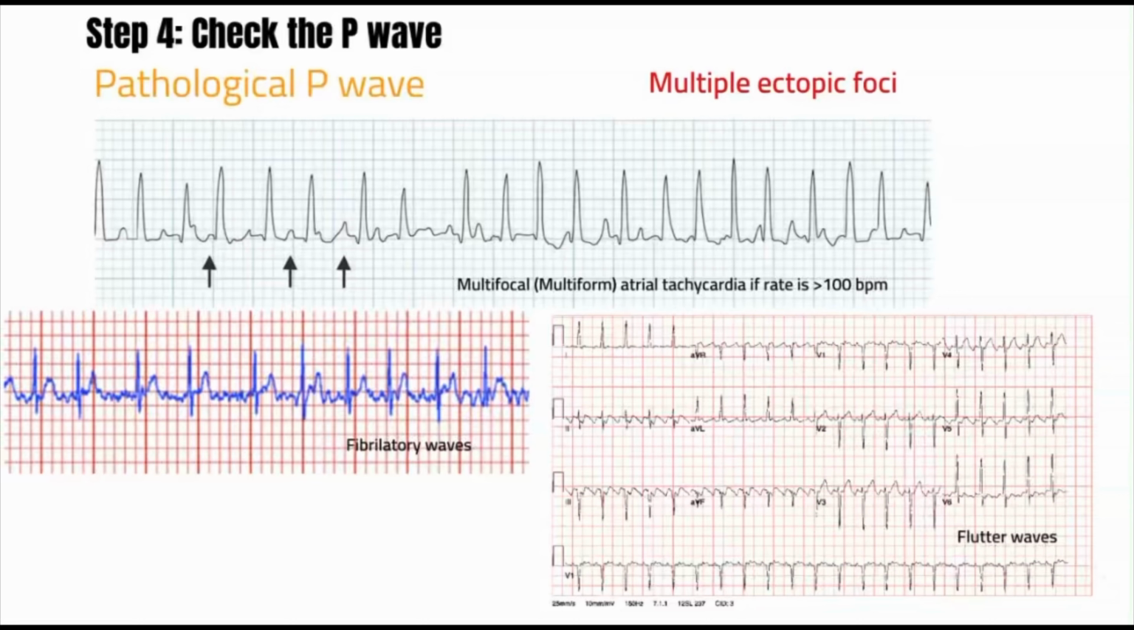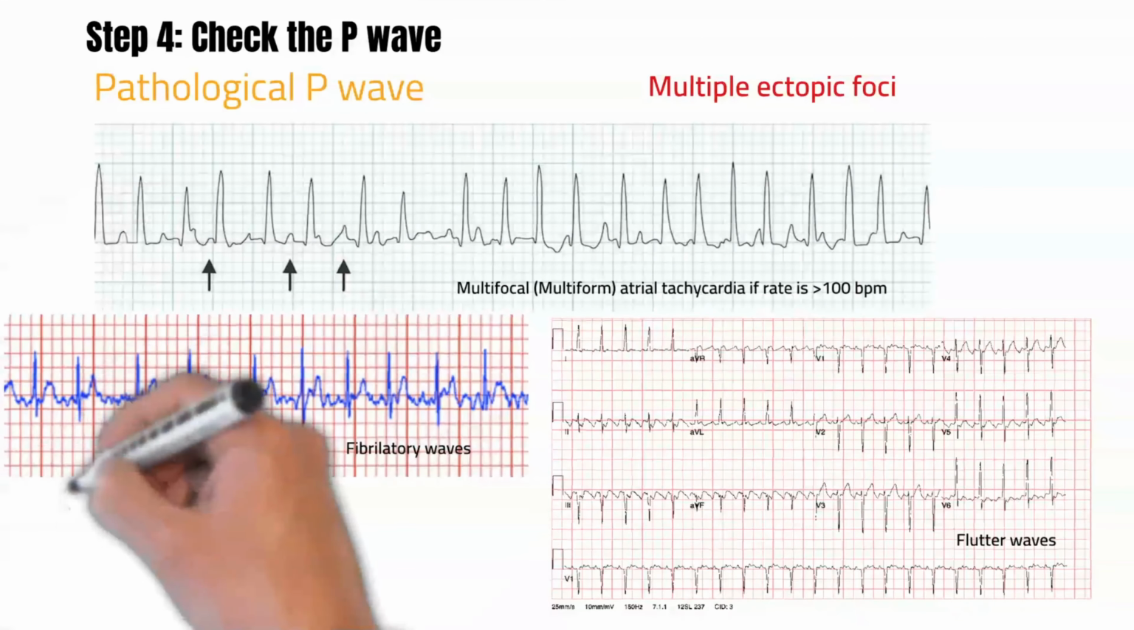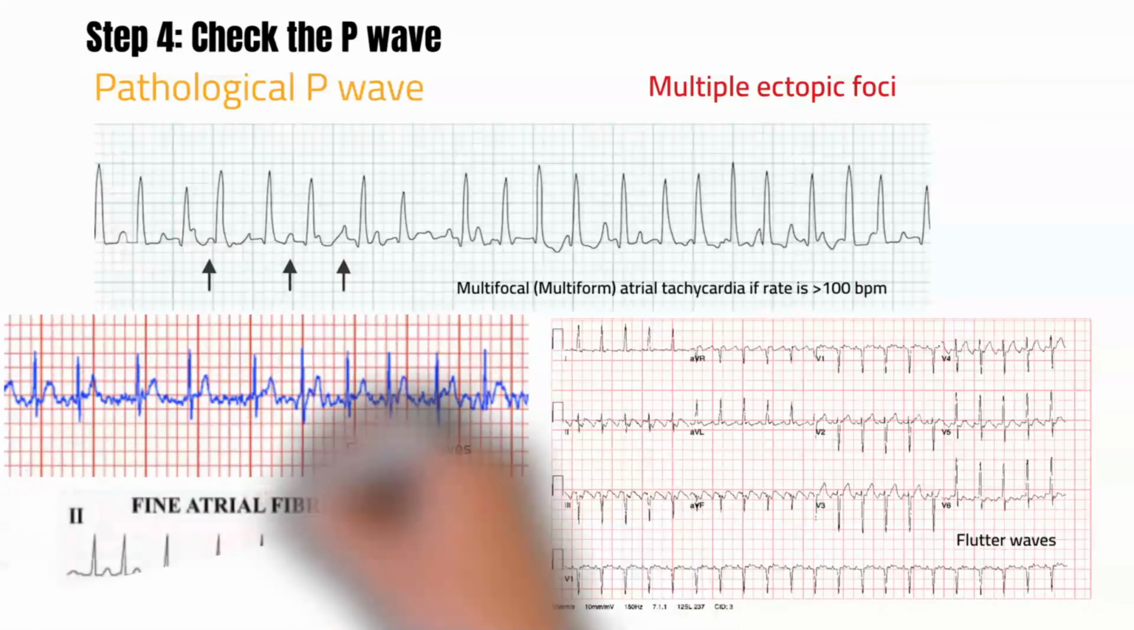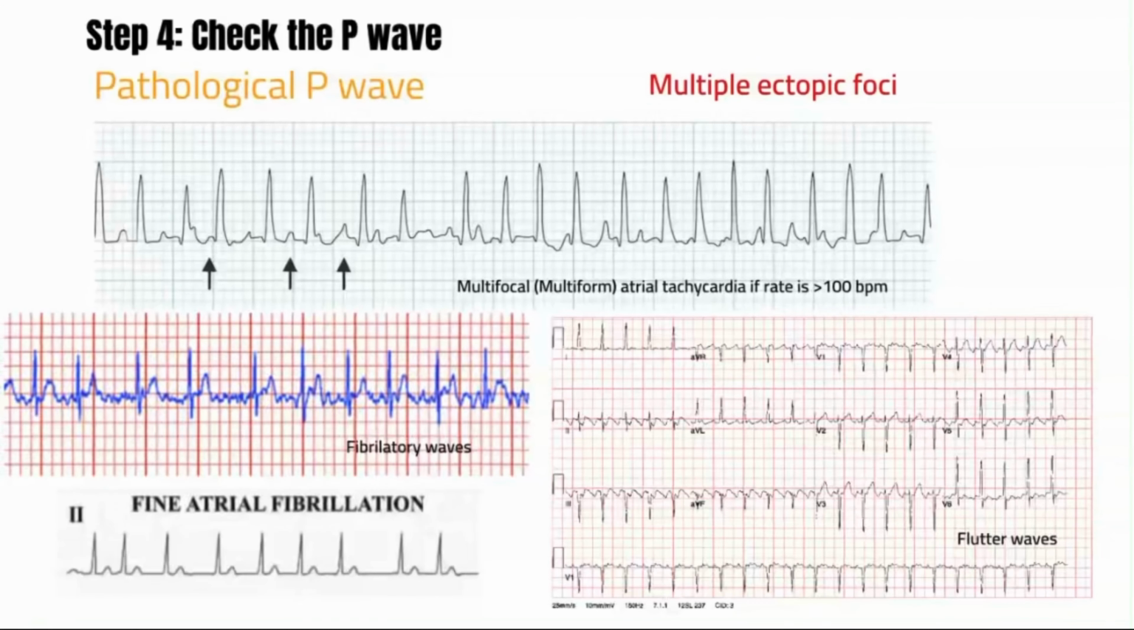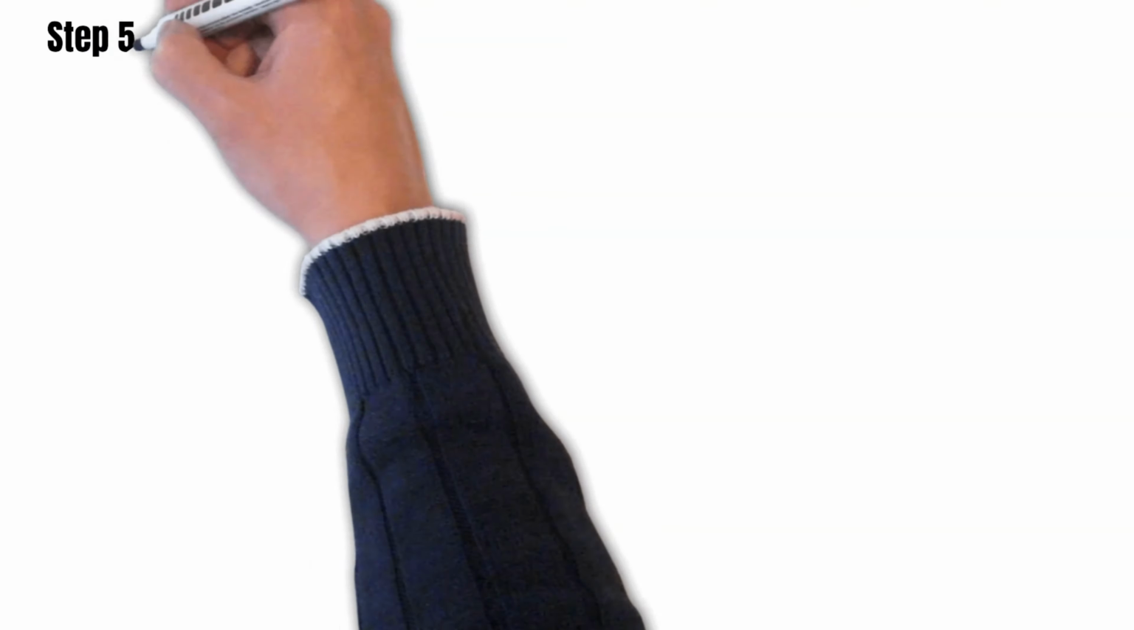So, absence of the P wave with a flat baseline may indicate fine atrial fibrillation. So, this is a fine atrial fibrillation with a secondary escape rhythm or sinoatrial arrest. Next step is to check the PR interval.